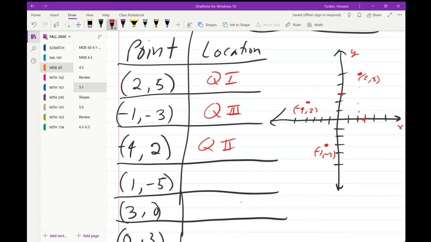And then (1, -5), go to the right 1, down 5. That puts me in quadrant 4. All right, questions on those 4 before we look at the last 2?